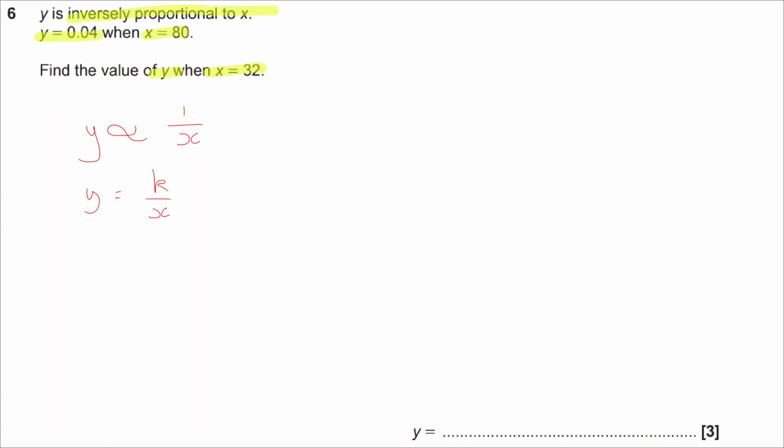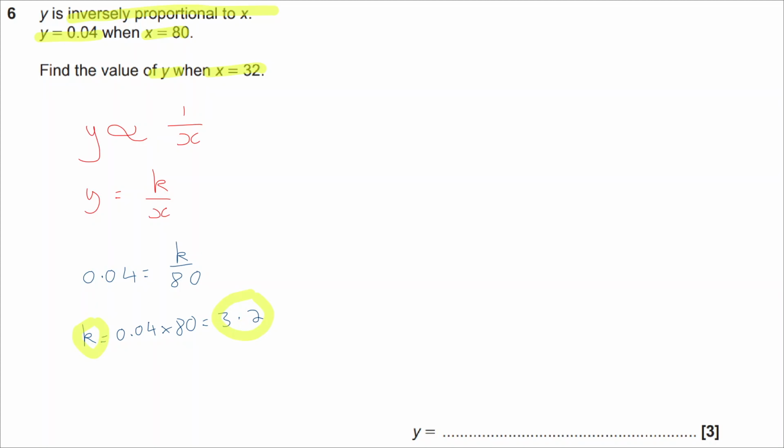Okay, now you put your values into your equation. So when y equals 0.04, you put it into this. So you get 0.04 is equal to some constant value k over x, which is 80. So to get k, it's going to be equal to 0.04 times 80, which equals 3.2. So now you know that your k value is equal to 3.2.